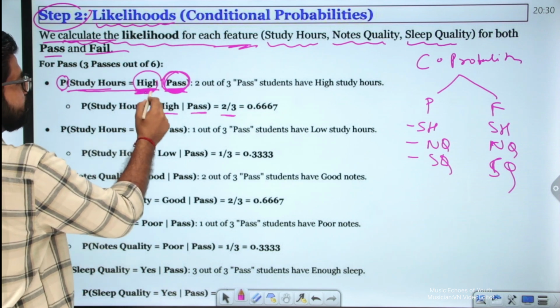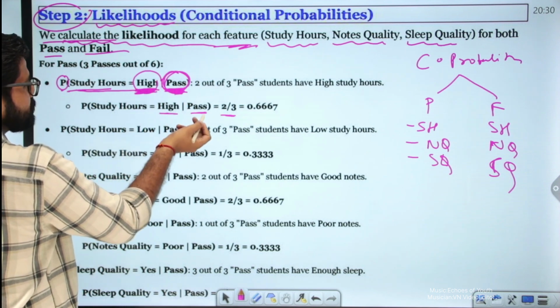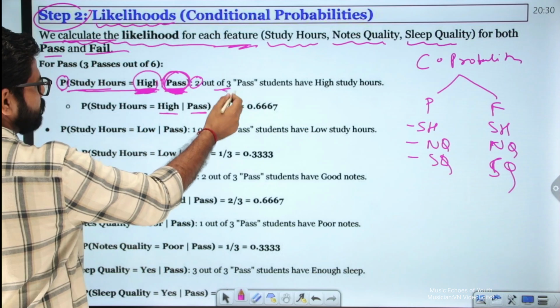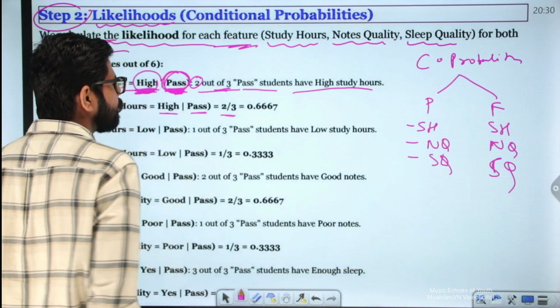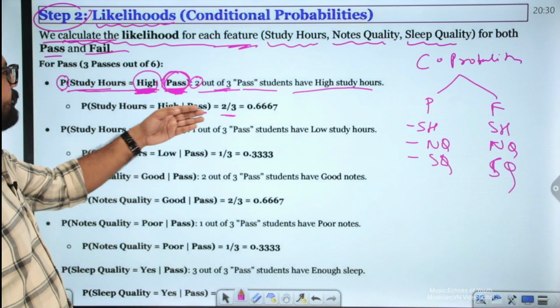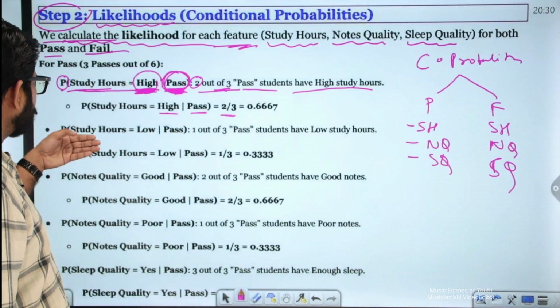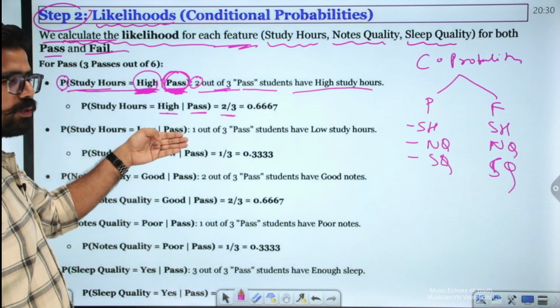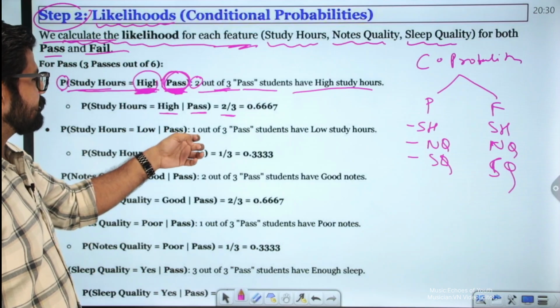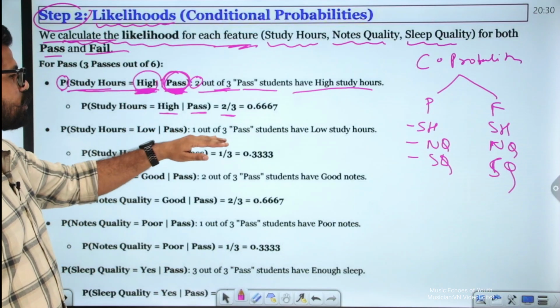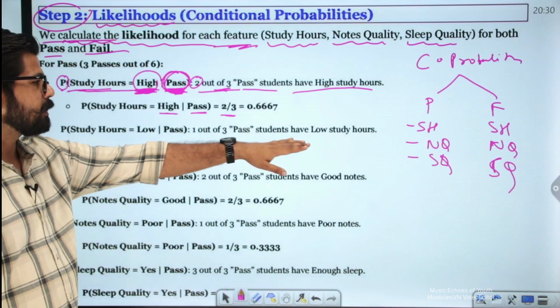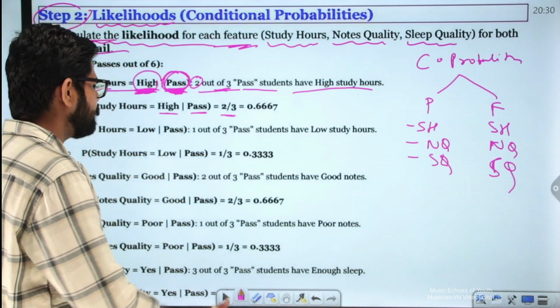So study hours high and student is passed, that 2 out of 3 passed students have the high study hours. So we just simply write 2 by 3, that is 0.6. Similarly, study hours low and a student is already passed, so only one student will be there with the low study hours, but it is passed. So in that case we just simply write 1 by 3, that is 0.33.